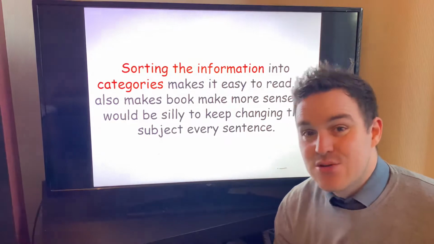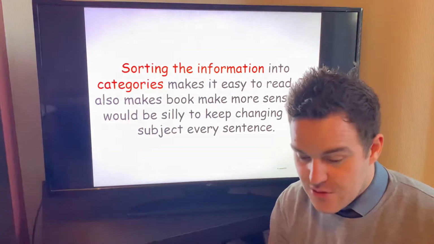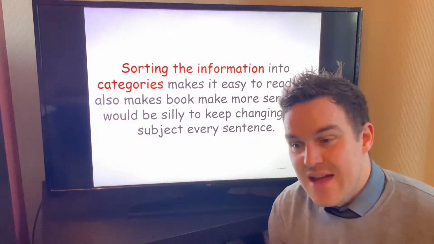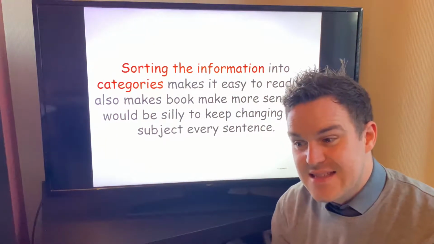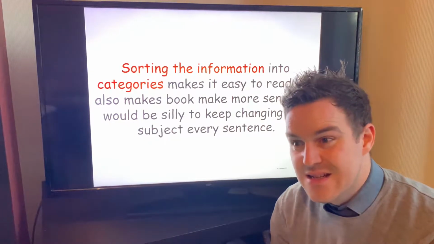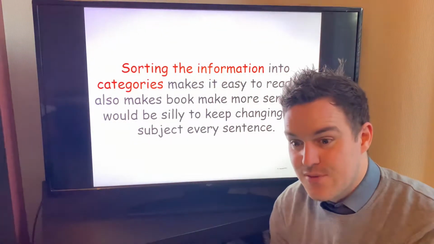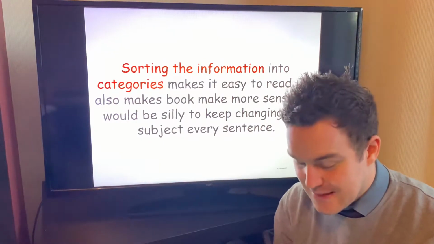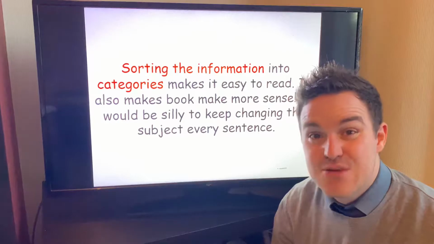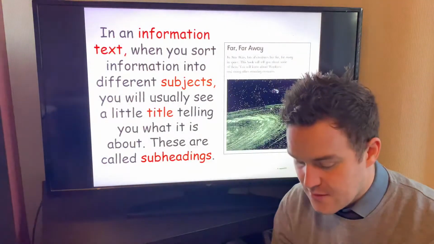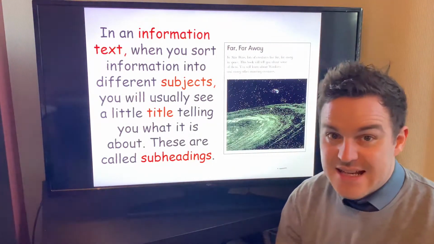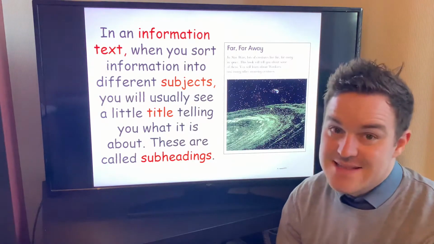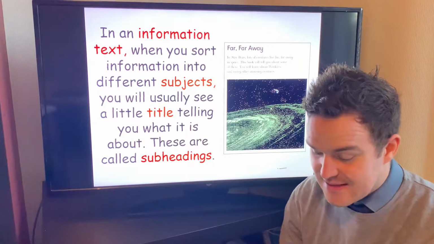But the reason we sort information, I must explain why. The reason we sort information is to make it easy to read so it all makes sense. If I was talking about the frog's life cycle at the same time as what frogs eat, what they look like, random facts about frogs all together, it would be really, really hard to read. It makes sense if they're all in the same little section, okay? It would be silly to keep changing subject every sentence. In an information text, when you sort information into different subjects, you will usually see a little title telling you what it's about. These little titles are called subheadings.